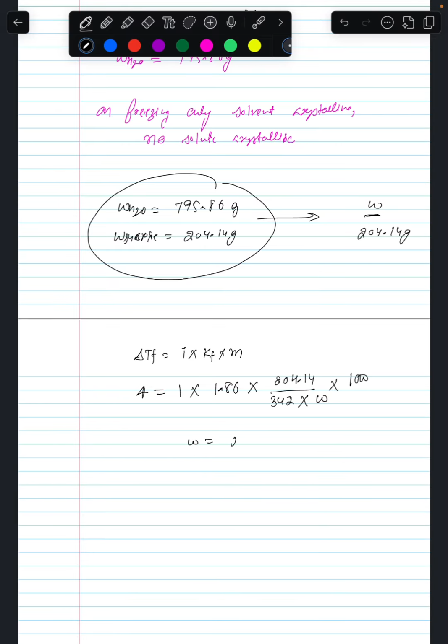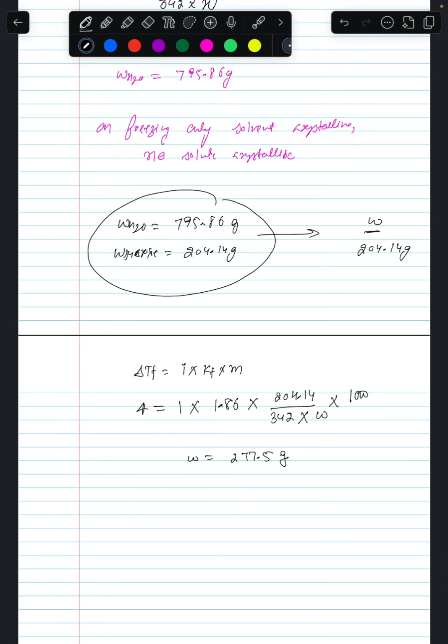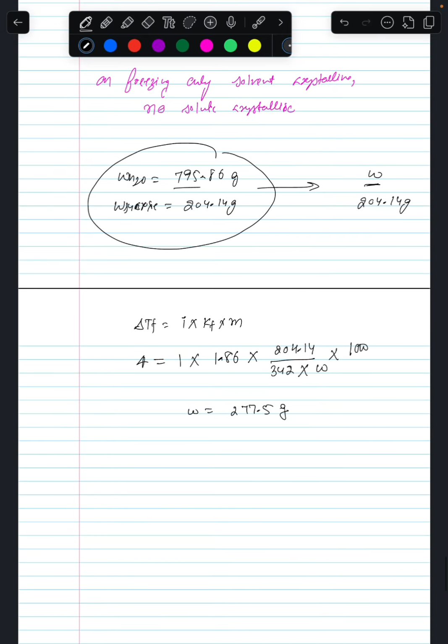277.5 gram. So initially the mass of water is 795.86, now it is 277.5. So the weight of water that is converted into ice, the ice separated, will be 795.86 minus 277.5, which is around 518.3 gram.